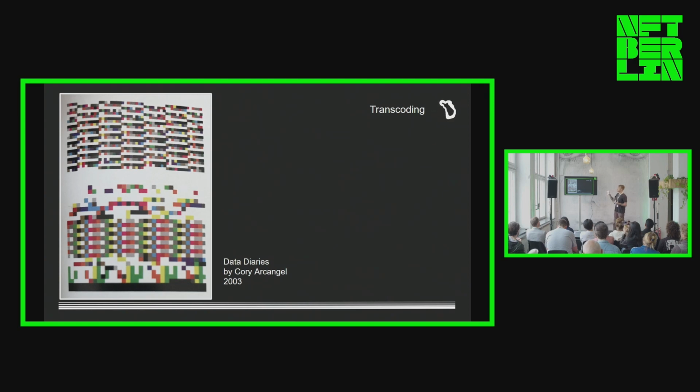And here is an example of transcoding. This data came from random access memory, from RAM in a computer, and then was visualized in this kind of way. So that's an example of transcoding data meant for one use into another viewable form.